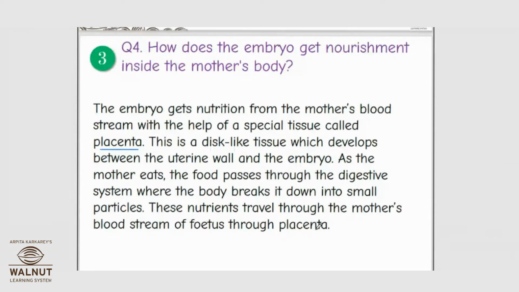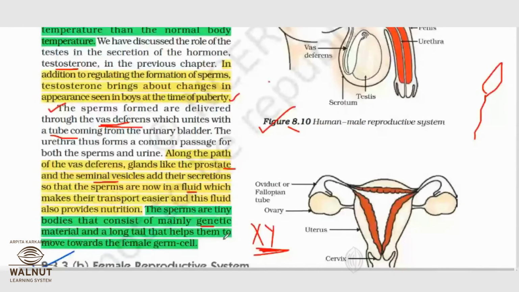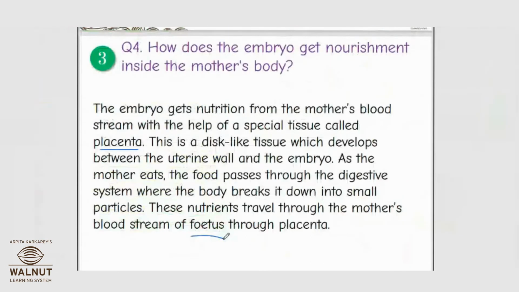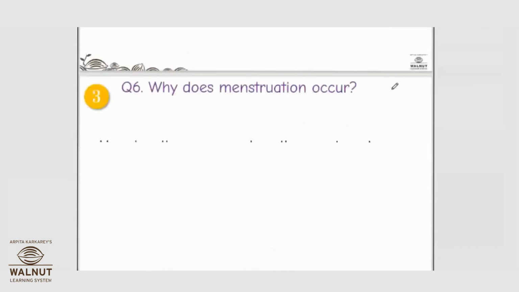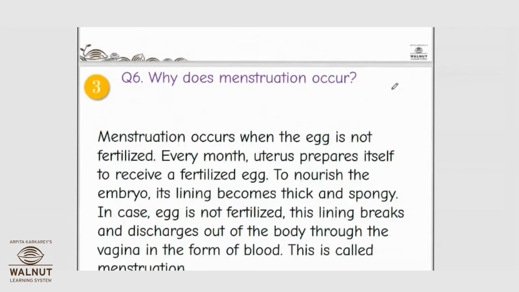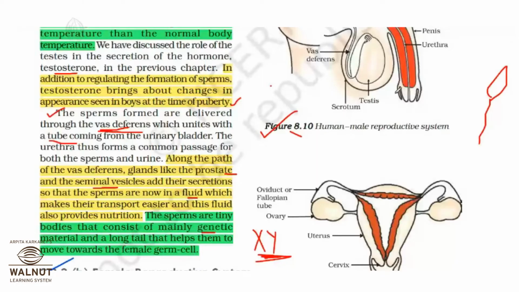As the mother eats, the food passes through the digestive tract and becomes broken down into smaller particles. These nutrients travel through the mother's bloodstream to the fetus through the placenta. Understood? So this is the actual procedure, the transfer of nutrition from the mother's body to the embryo. Good. Okay, so let us move on to the next question. Why does menstruation occur? So we'll read about menstruation.